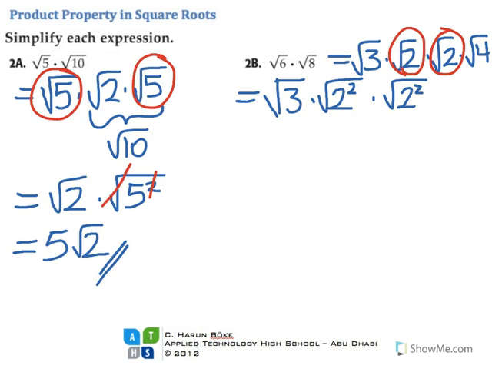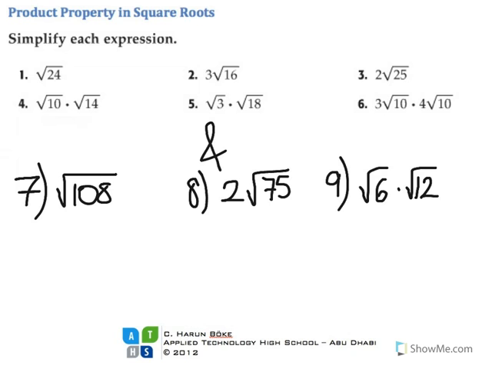Now here, the square roots and the squares cancel each other, then you have 2 here, 2 times 2 is 4, so you have 4 square root of 3 at the end. Okay, now it is your turn. Please solve these questions and show me.